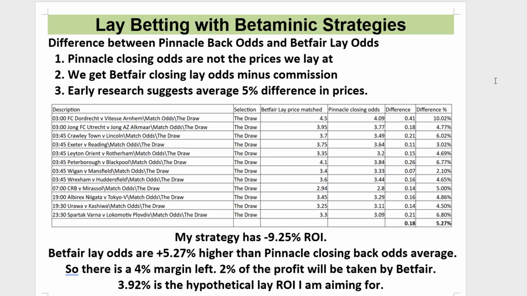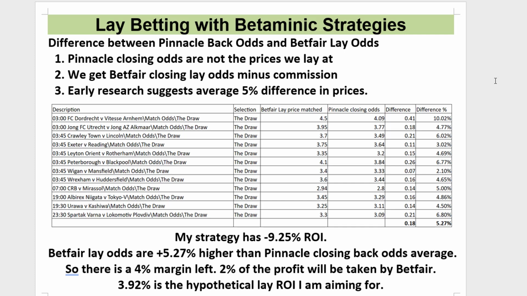There's some things to consider when we're looking at lay betting. So when you want to create some lay betting strategies with the Betaminic database, one thing we need to remember is that we will be betting on the Betfair lay odds, not the Pinnacle back odds. We can't lay those odds. So when you're looking at the odds in Pinnacle, you can't just download those from Betaminic and then imagine that's the price you're laying at.